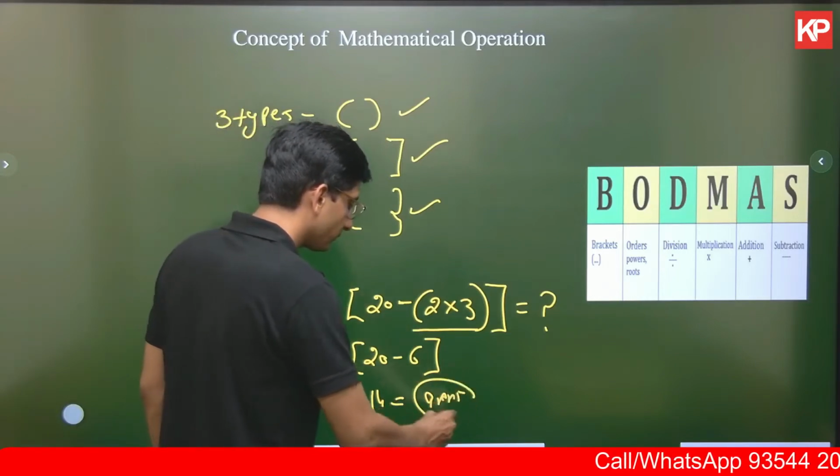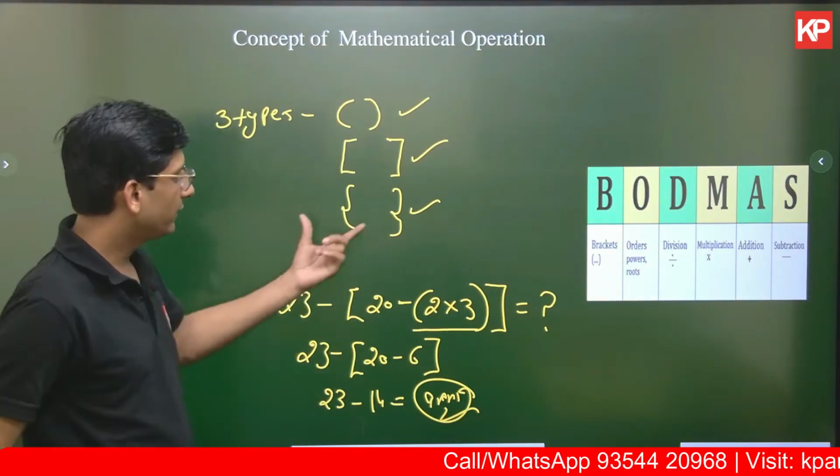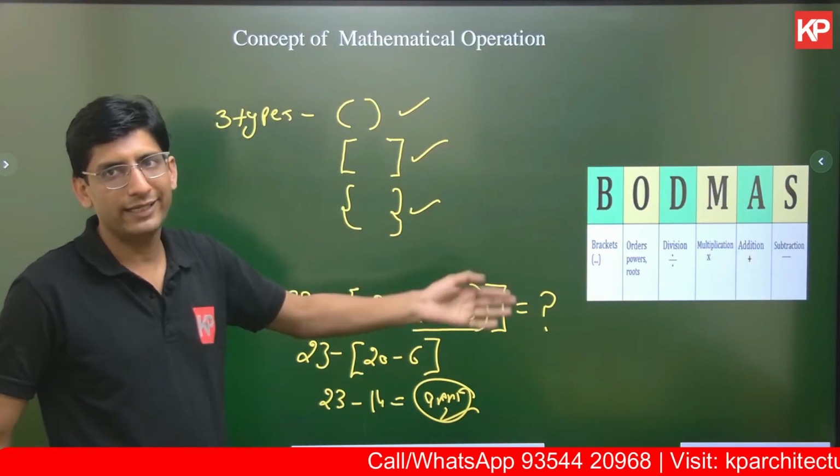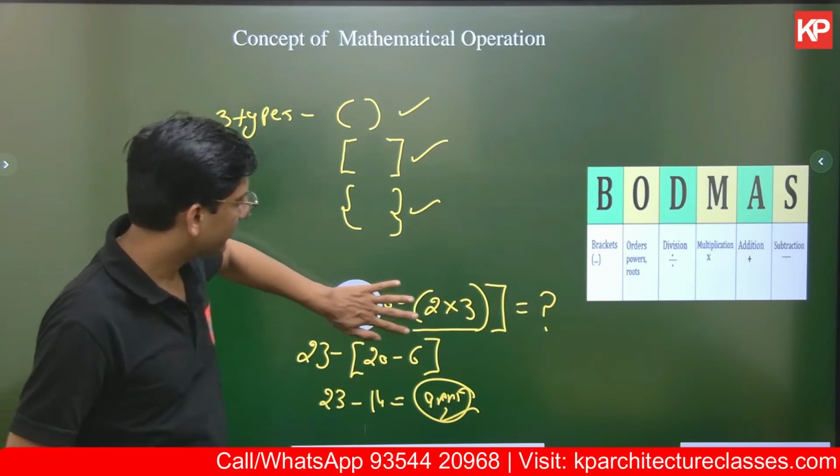That will be the method again. Suppose there is another bracket, then we have to solve that at the last. So this is the order first. Now let's discuss about off.